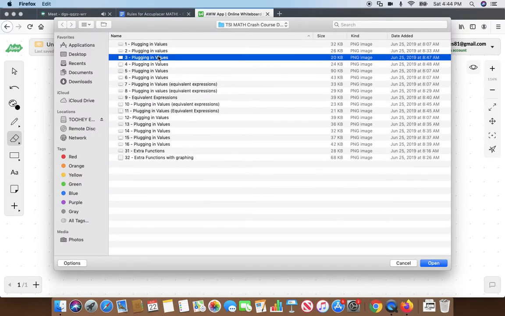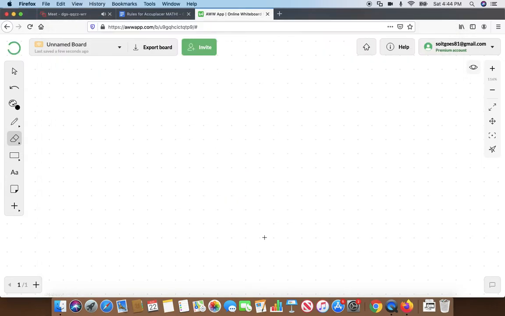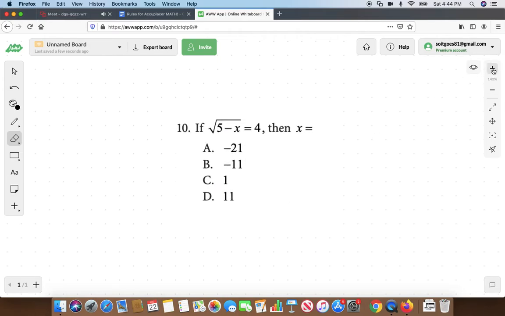All right. Plugging in values. All right. Question number 10. Go ahead and read this for me, please. Oh, how would I write? Would it be like to the square root? Yep. I'd say the square root of 5 minus x. Okay. If the square root of 5 minus x equals 4, then x equals something. All right, and it equals one of these 4 things, right?